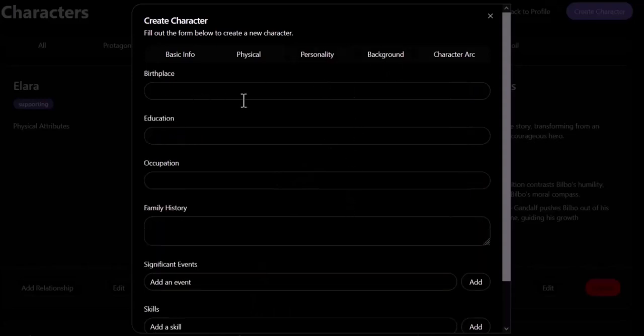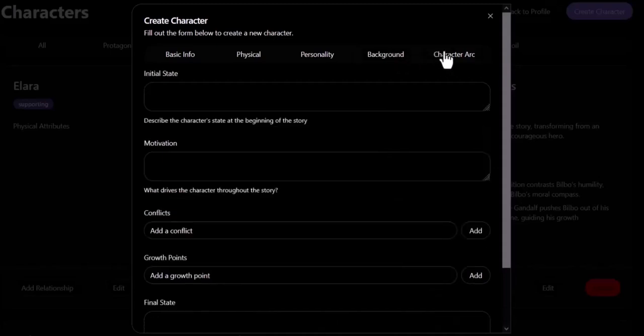And then we'll go to the background. Where were they born, their education, their occupation, family history, significant events and skills they may have. And then lastly, we have the character arc. What is their initial state at the beginning of the story? What is their motivation? What are their conflicts? What are their growth points? And what is their final state?